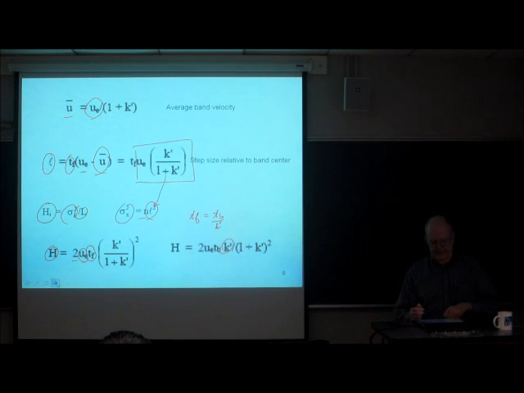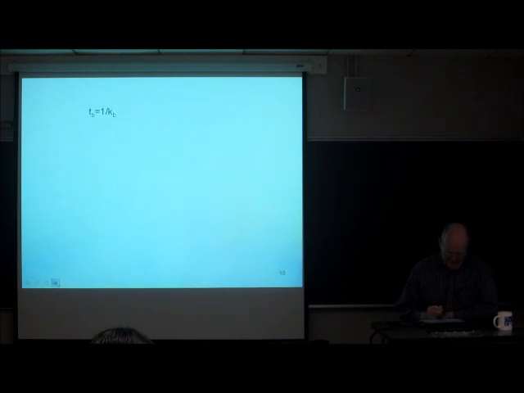Now what I've got to do is estimate the time per backward step. But that's 1 over KB. So TB equals 1 over KB. Put that in, and I get HETP equals 2 times UE over KB, times K prime over 1 plus K prime squared.